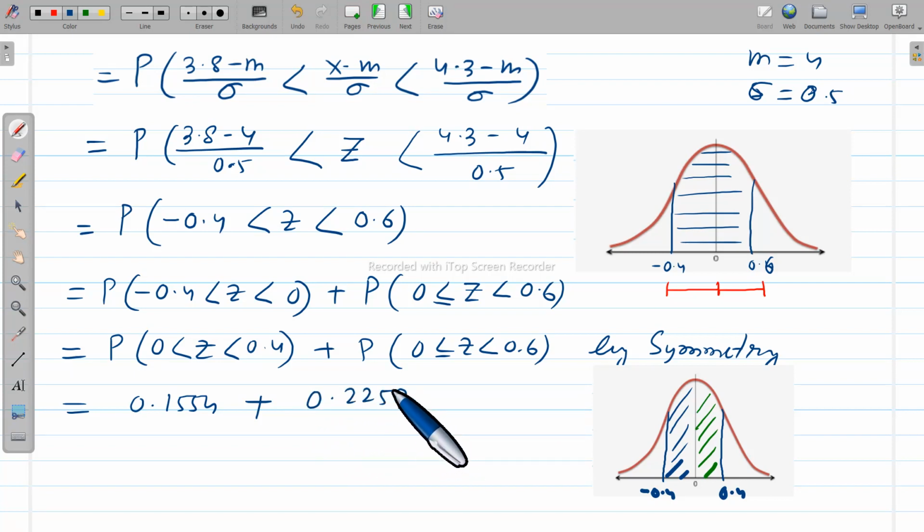0.2257. Now you add all together. What is coming? Now everyone please use your calculator. Everyone use your calculator. Find the solution. It is coming 1, 1, 8 and 3. Please check. So this is the solution of question number 1.